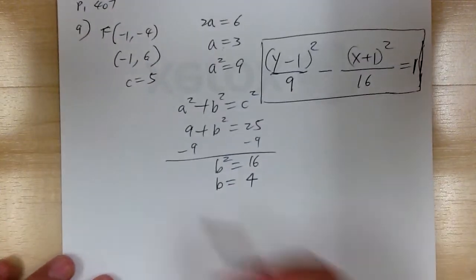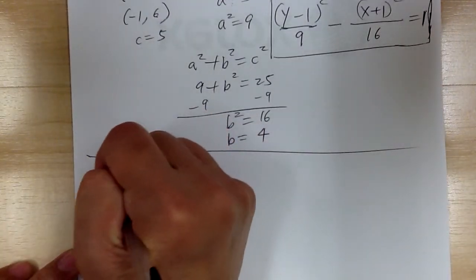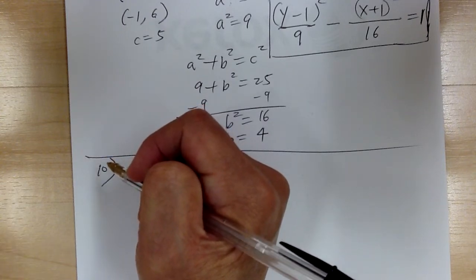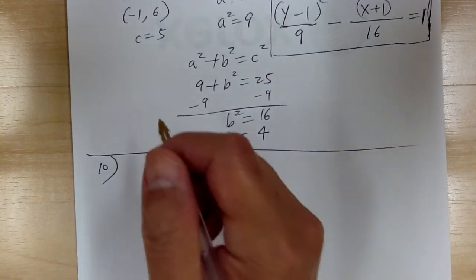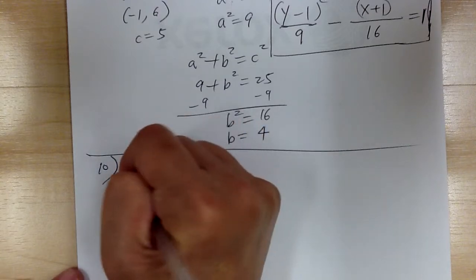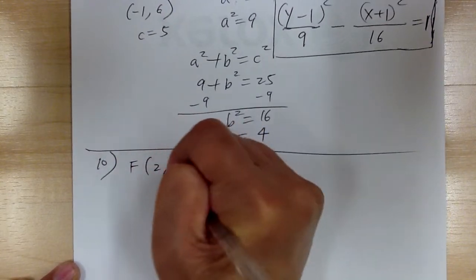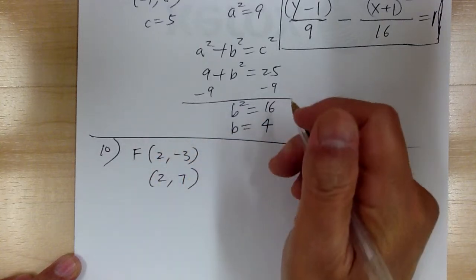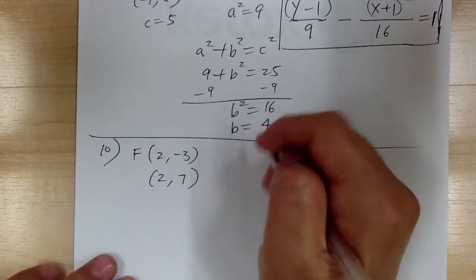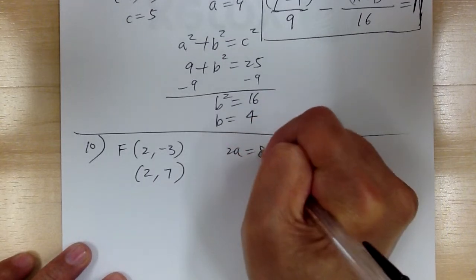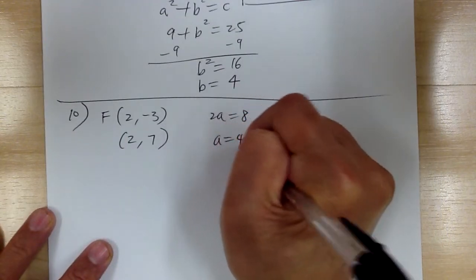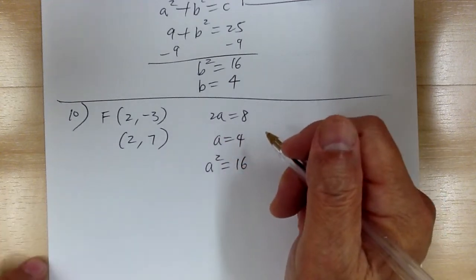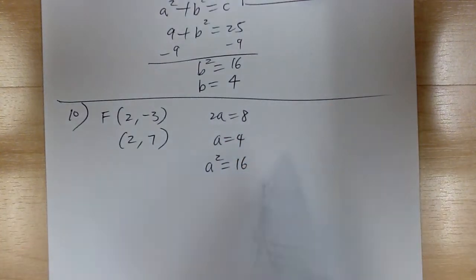Okay, let's go to number 10. Okay, number 10, the foci are 2, -3, and 2, 7, and the difference of the focal radii is equal to 8, so 2a is equal to 8, so a equal to 4, so a squared equal to 16. Okay, so let's go and sketch it out.